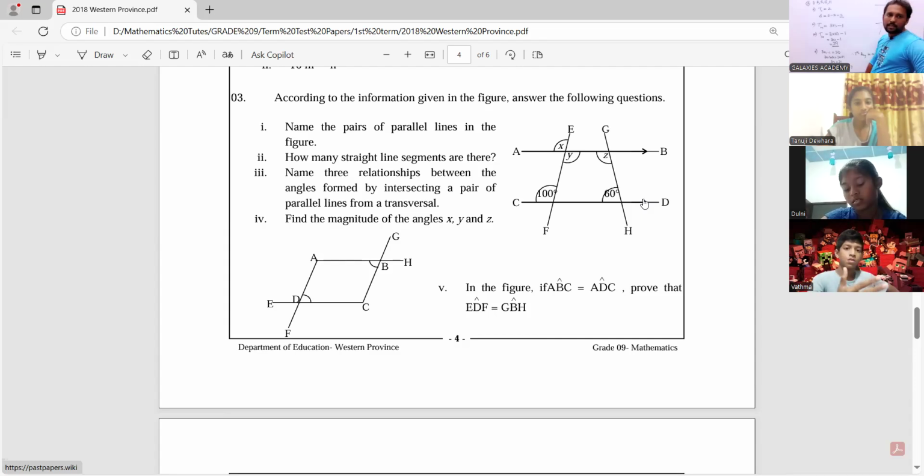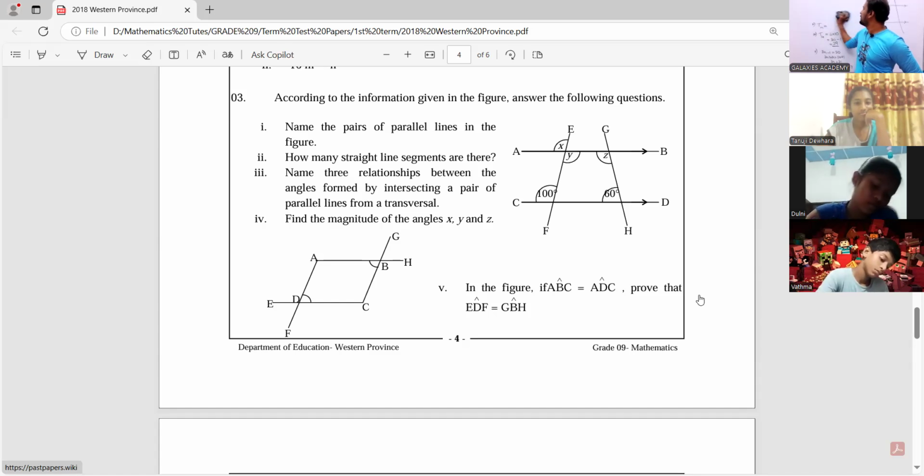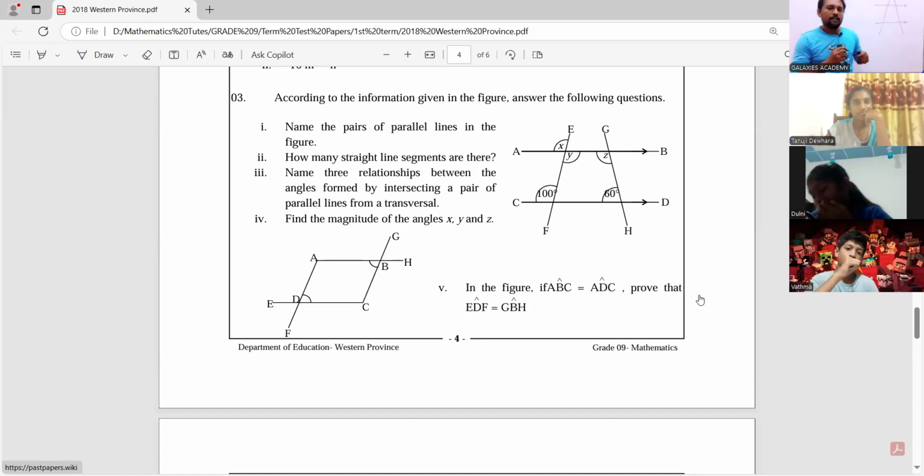The first part, name the pair of parallel lines in the figure. What are the parallel lines? A, B, and C, D, no? Right? A, B, and C, D. So the first part answer A, B, and C, D. A, B parallel to C, D.